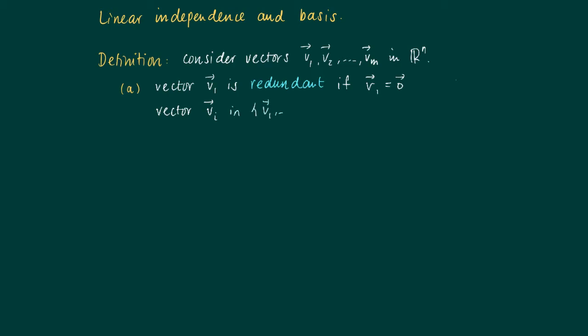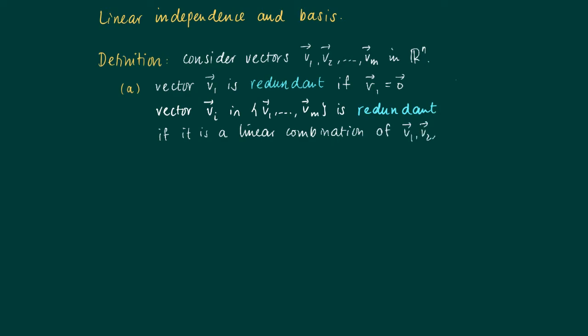Well, a vector vi, so this is an inductive definition, a vector vi in this set of vectors is called redundant if we can express it as a linear combination of the vectors v1, v2 until vi minus 1. So if we can express it as a linear combination of the vectors preceding the vector vi in the sequence v1 till vm.